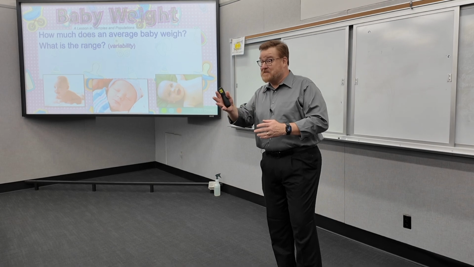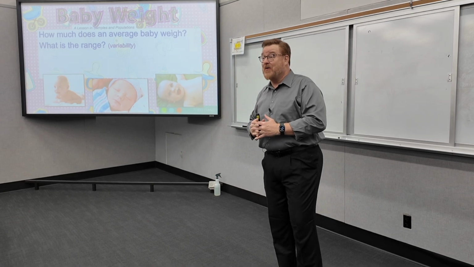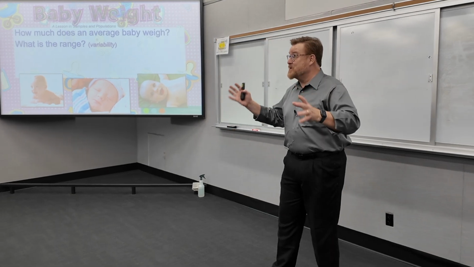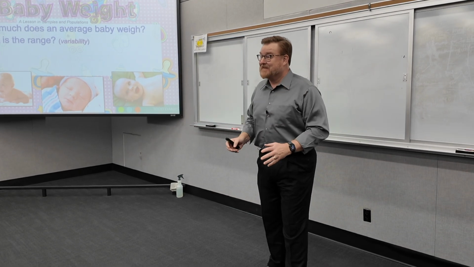Let's start with underweight. What would be a low weight for a baby? 2 pounds. That seems pretty small. Okay, so 2 pounds is going to be our low. What's the high? 20 pounds. So anywhere between 2 and 20 pounds is normal.